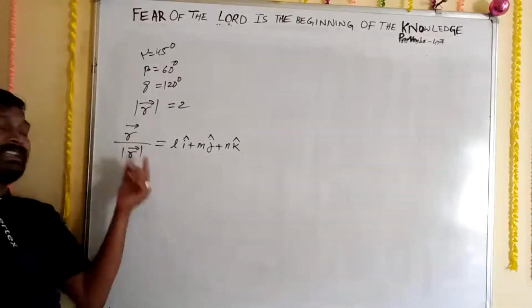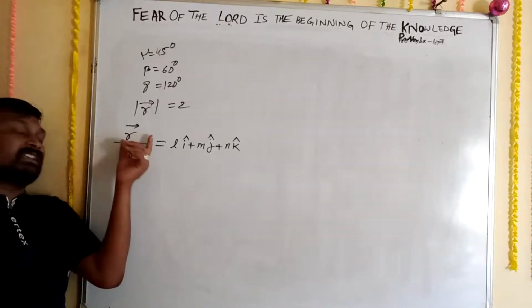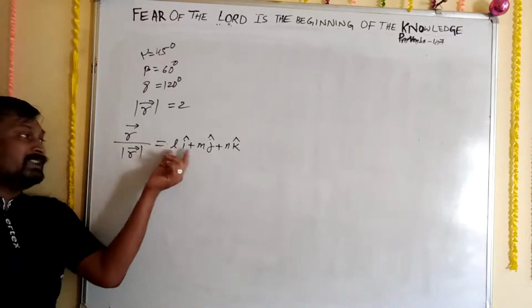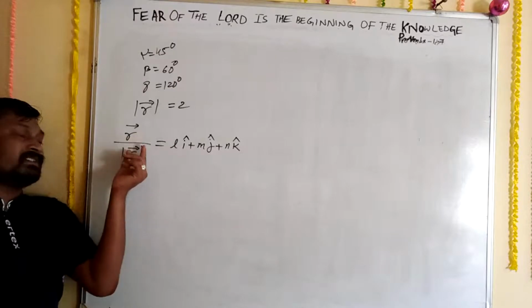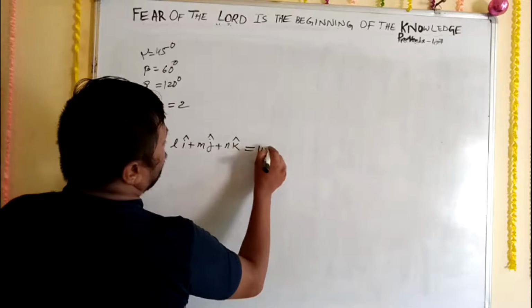So what is your formula? The unit vector is nothing but Li cap plus Mj cap plus Nk cap. But you can also write it as R vector upon modulus of R vector. This is the unit vector of R.